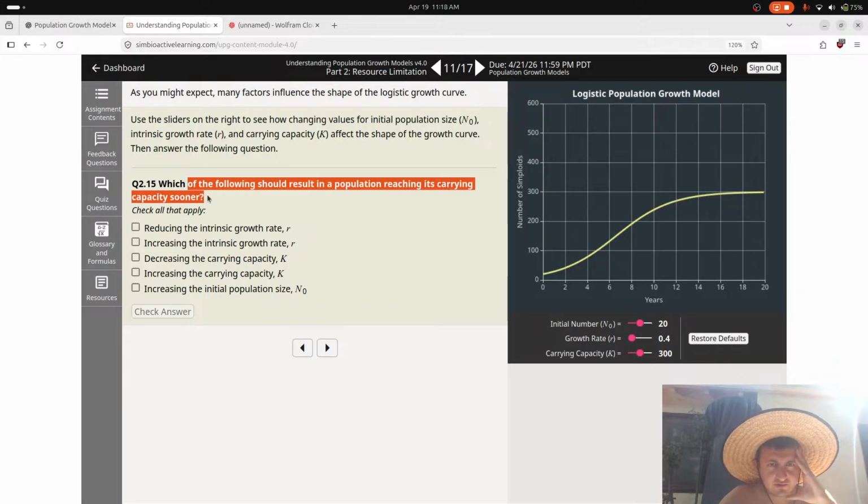Which of the following should result in a population reaching K sooner? Increasing the growth rate, decreasing the carrying capacity, and probably increasing the N0. Wait, actually, yeah.